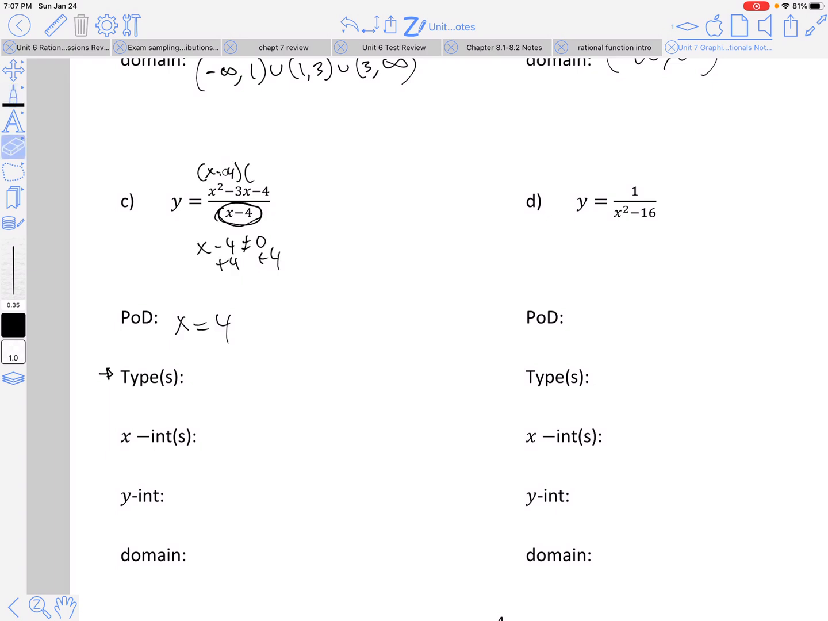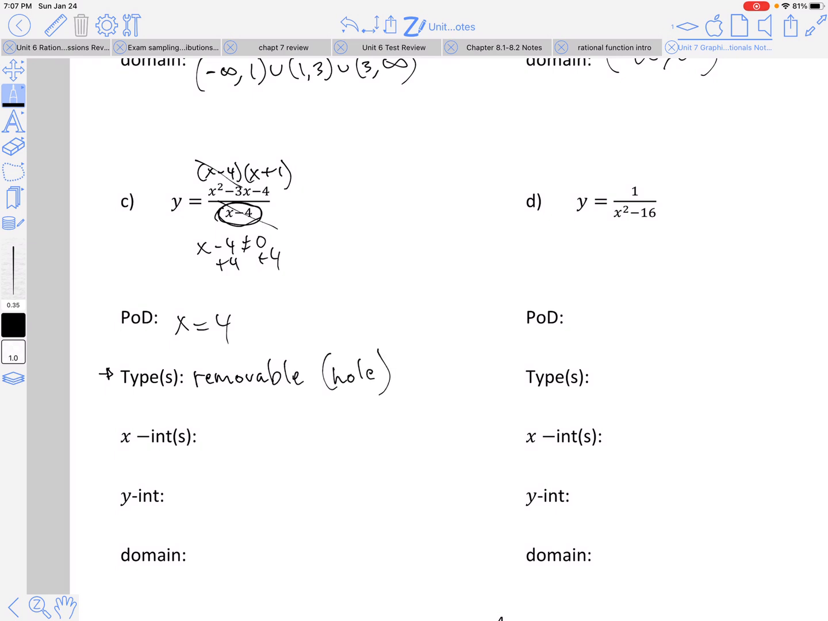Oops, factored it incorrectly. If you have questions on factoring still, please email me. I'm assuming you can factor pretty solidly by now. So that x minus 4 actually cancels out. So our point of discontinuity at 4 is a removable, also known as a hole.